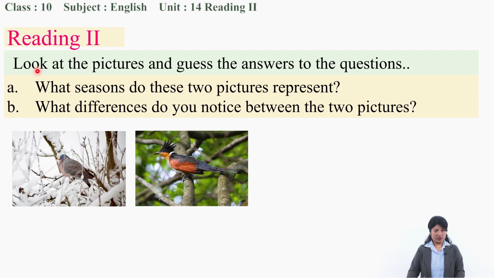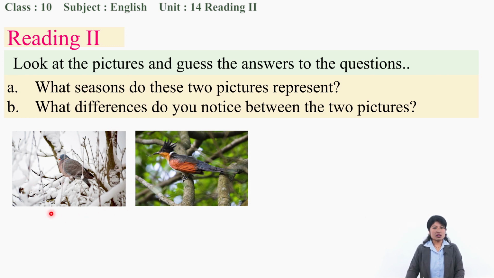Let's read out the question first. What seasons do these two pictures represent? Okay, weathers, of course, means seasons, right? Different kinds of seasons like spring, summer, rainy, autumn, winter. Yeah, these are different seasons. Okay, now we have to find out which season these pictures belong to.